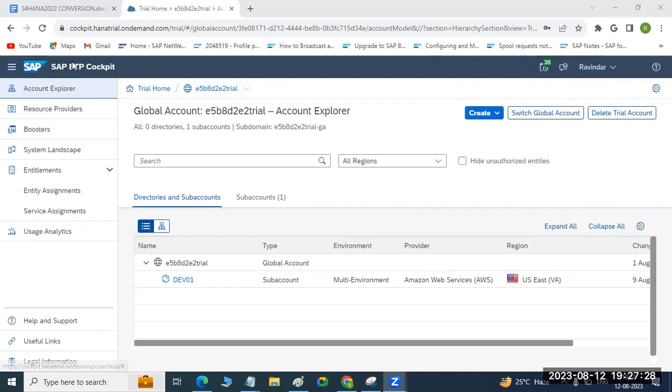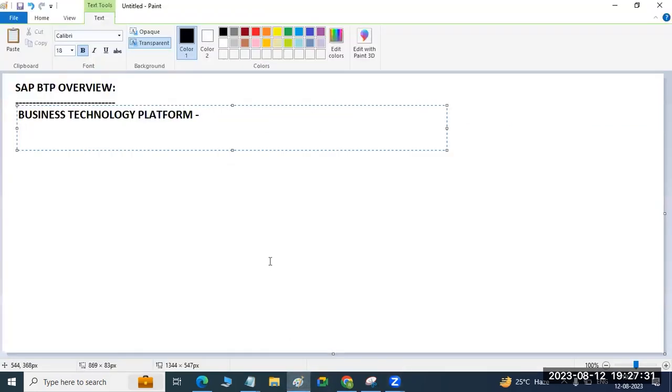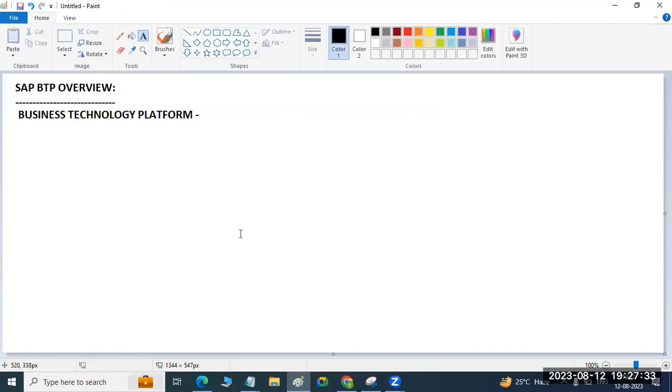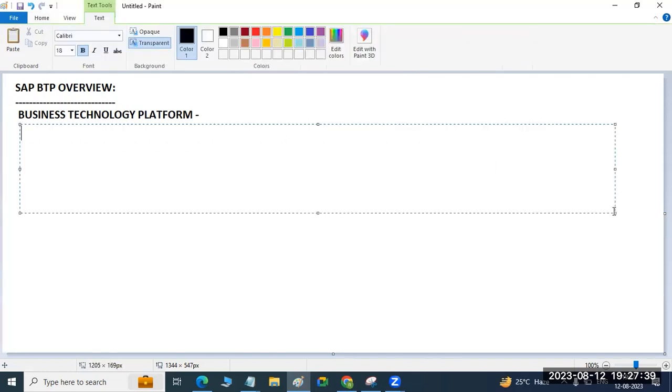So who will provide this access to you? There are two types of accounts available on the BTP side. One is the trial account, and the second one is the enterprise account. Let me write it. Trial account and enterprise account: two types of accounts are available on the BTP side.